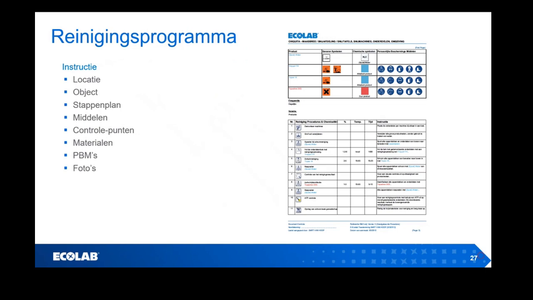So we from Ecolab did make the cleaning procedures. This is how a cleaning procedure looks like. What you can see is the danger symbols, the products, the location, the steps, so the instructions how you have to clean the objects, also photos, pictures, and of course the PPEs, the personal protective equipment.